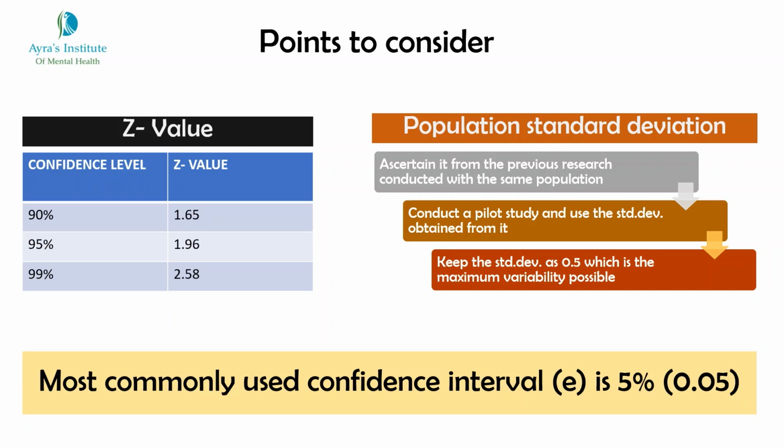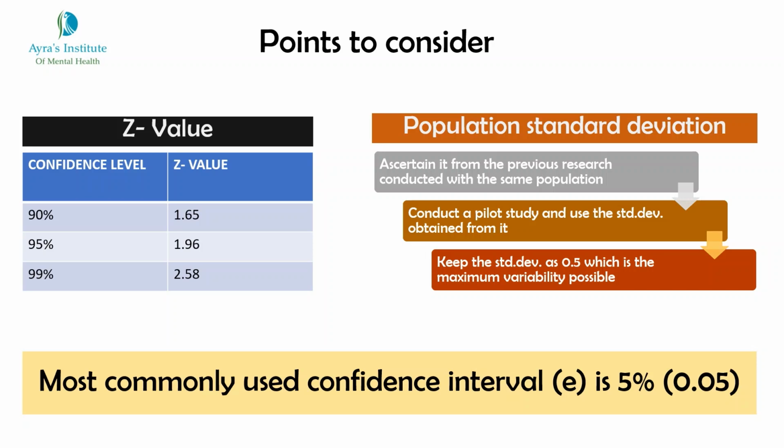Again, a few more important points to be given special attention. Here I have given the Z values for the commonly used confidence levels such as 90%, 95%, and 99%. Z values can be read from the Z tables.